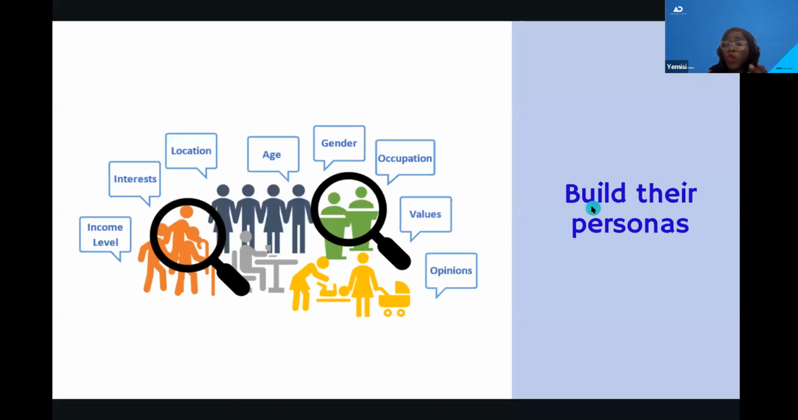Because when you know who they are and where they spend their time, and you send your marketing messages to meet them wherever they are, you're going to get better engagement and better responses from them. So these are some of the things you need to know about your target audience. Where are they spending their time? Are they in Lagos? Are they males? Are they females? What do they do? What are their values? What are their opinions? Etc.